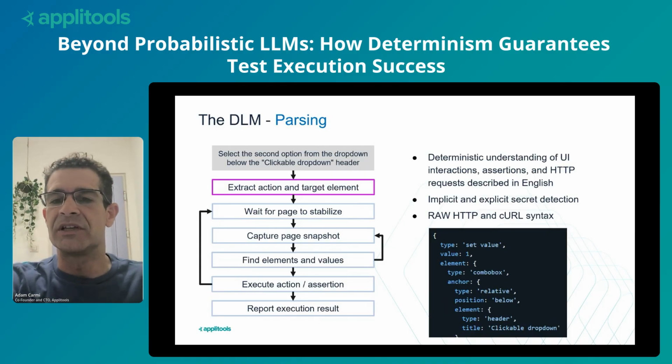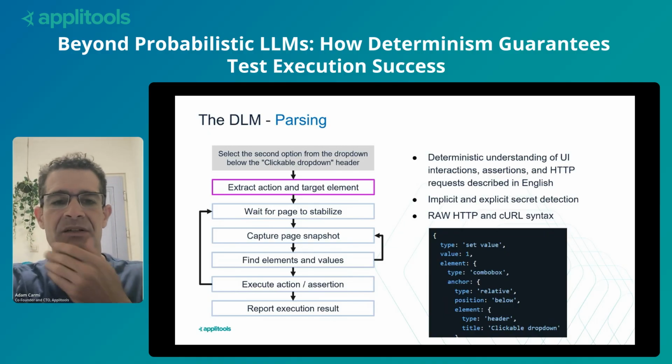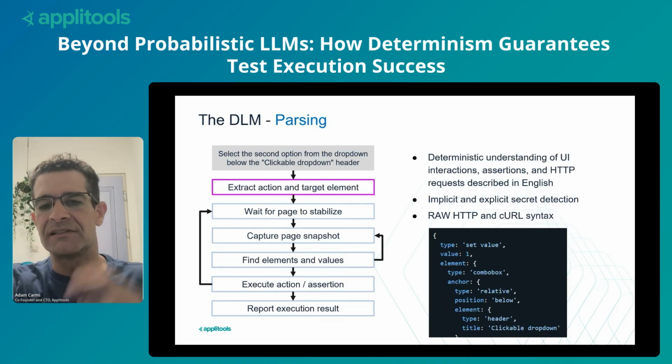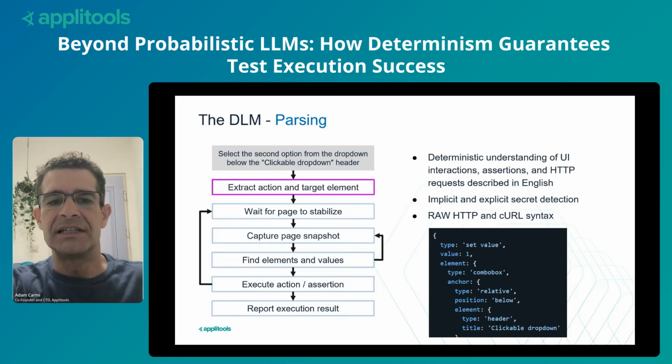And when we're talking about HTTP requests, we also support standard syntax to detect raw HTTP packets and curl syntax and other standard ways to describe HTTP requests. So for this given step, "select the second option from the dropdown below the clickable dropdown header," the output would be a structured object that represents the same story.